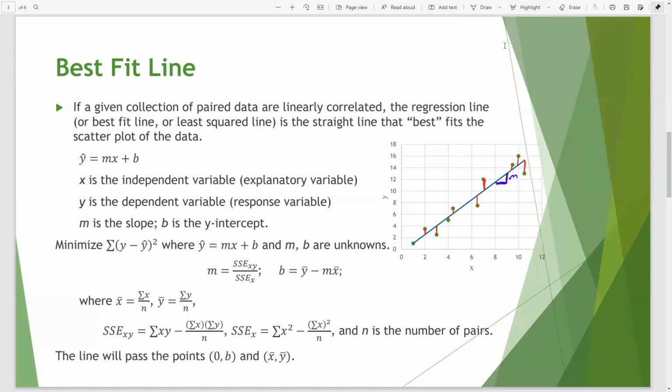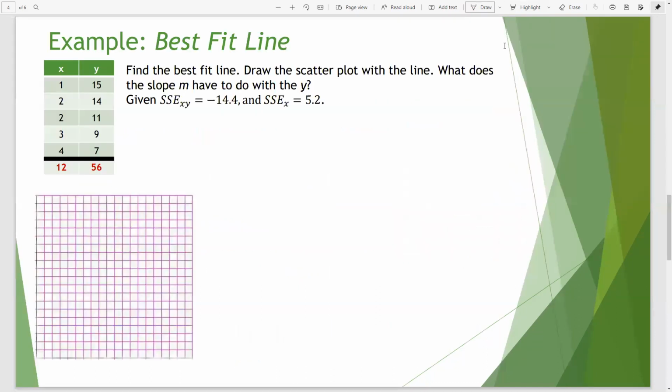Finally, if you need to draw the line, the points we are using are 0, b, and x bar, y bar. So it's better to get x bar, y bar done in the beginning. Right? So let's see an example of how to do this question.